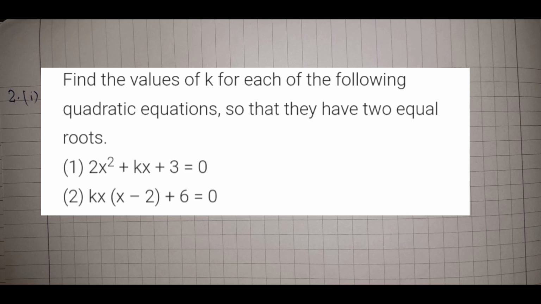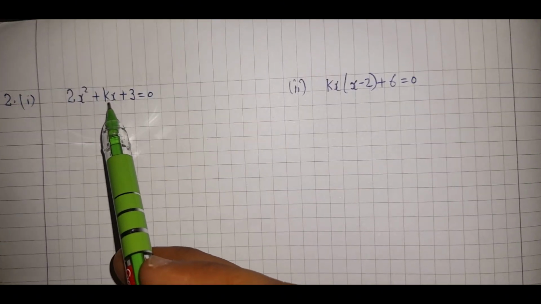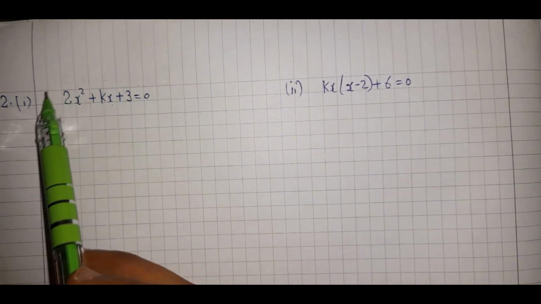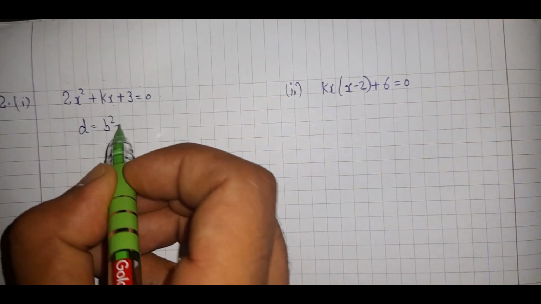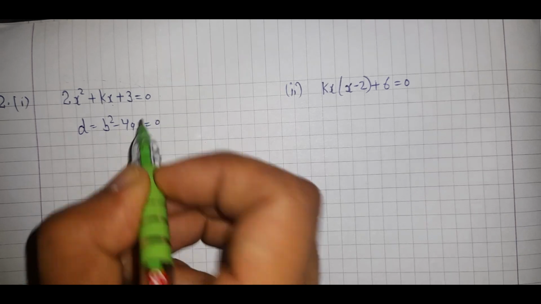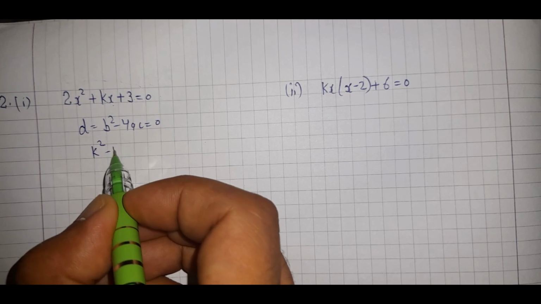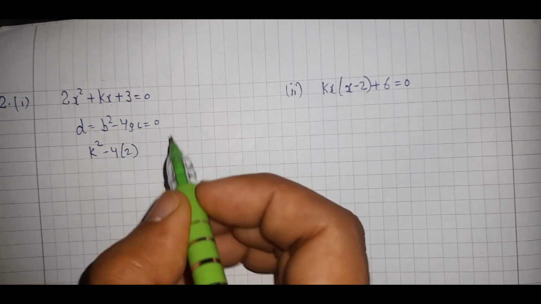Second question. Find the values of k for each of the following quadratic equations so that they have two equal roots. First part, 2x² + kx + 3 = 0. Now, for this quadratic equation to have equal roots, the discriminant should be equal to 0. Here b = k. So k² - 4, with a = 2 and c = 3.